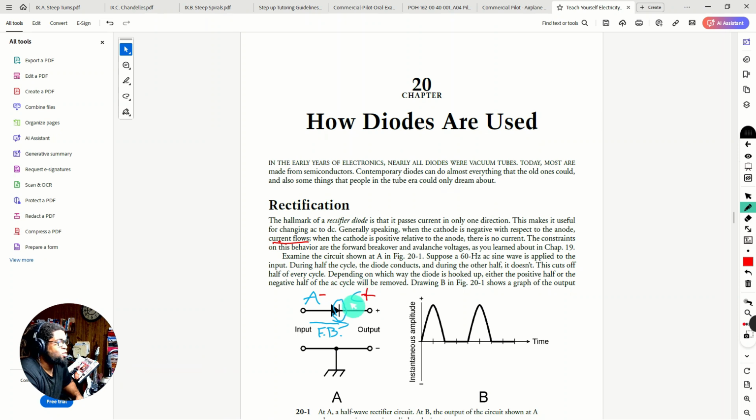Basically, that's why this line here on the diode can be looked at as kind of like a wall. That means that it'll go this way, but it won't go that way. Once current tries to go this way, it hits a wall, with the exception of what he's going to talk about in a second. The constraints on this behavior are the forward breakover and the avalanche voltage, which we learned about in chapter 19. So let's see chapter 19.